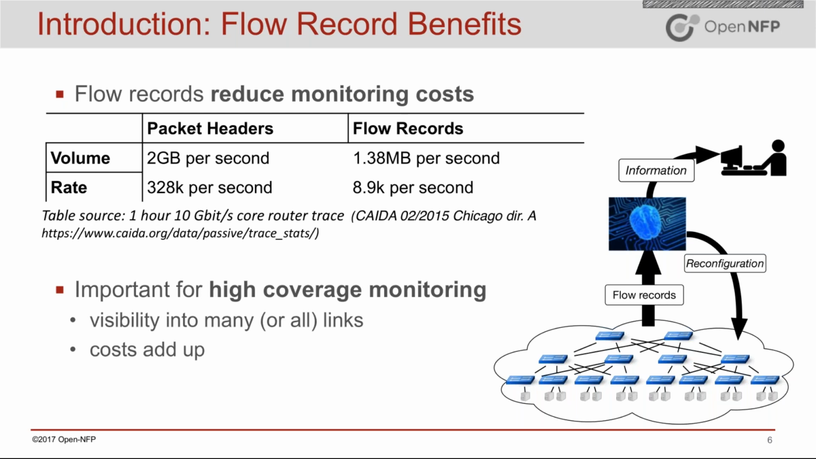And so this reduced cost is increasingly important, because as networks become more complex and larger, high coverage monitoring also becomes more important. Today, we're increasingly interested in having visibility into all of the links in our network, right? So if you're a security application, for example, you may want to be analyzing traffic from the inside of your network, as well as the outward-facing wide area link. So when you want high coverage, the efficiency of flow records is critical to being able to do that without prohibitive cost.